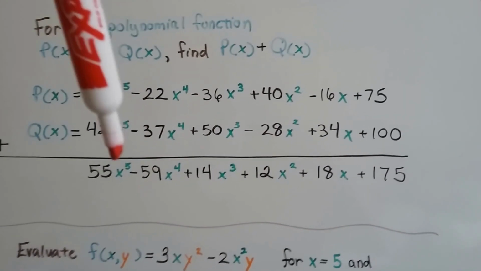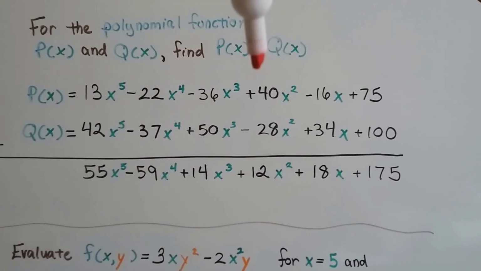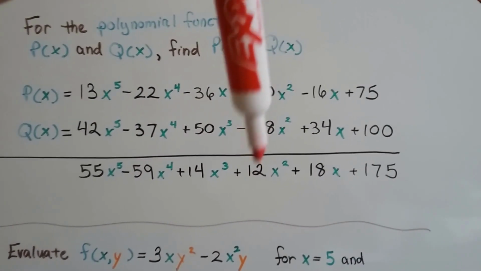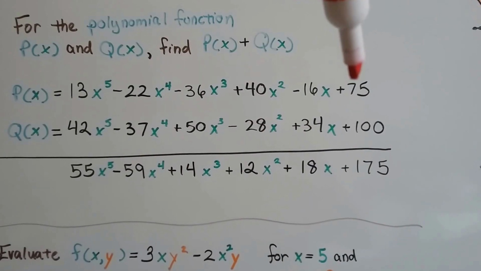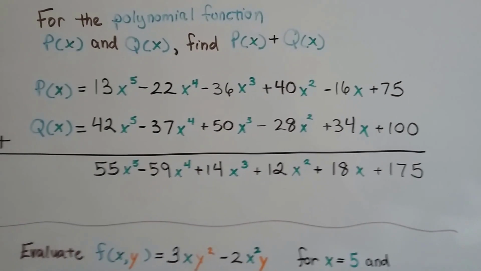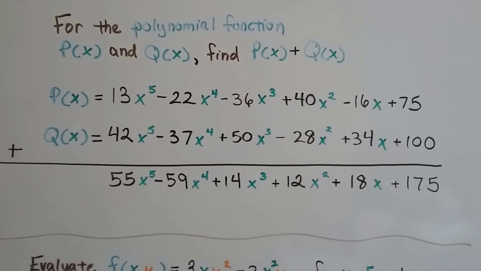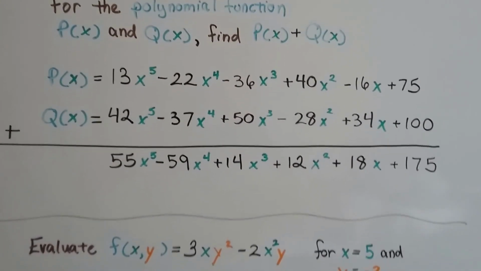So see how I'm taking each one and just coming straight down? 40x squared minus 28x squared is 12x squared. Negative 16x plus 34x is an 18x. And 75 plus 100 is 175. See? It's a lot easier than it looks, isn't it?